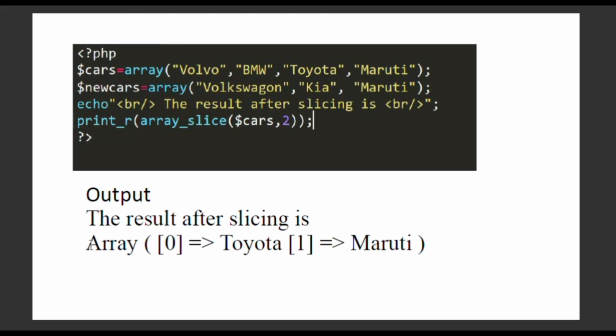Here you can see in our output it is returning a new array that contains a slice or a portion of the original array that starts from the second index. Here you can see this is the 0th index, first index, and Toyota and Maruti at the second and third index. Now we will execute this, or else we will define a new example.